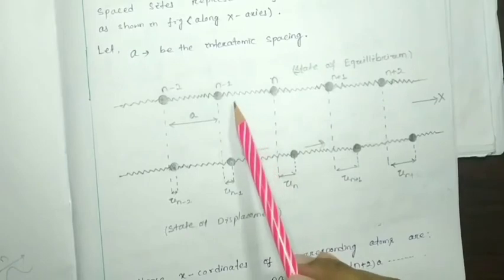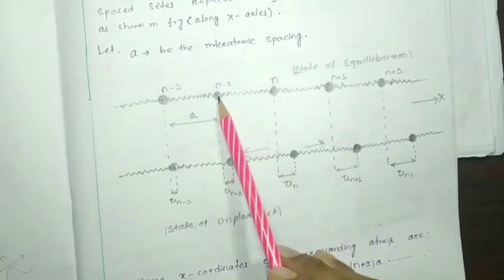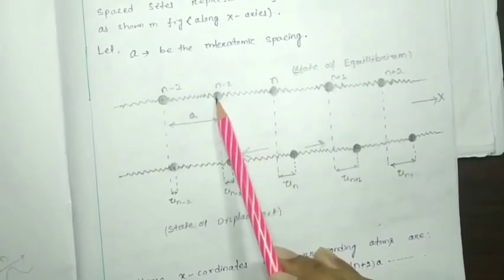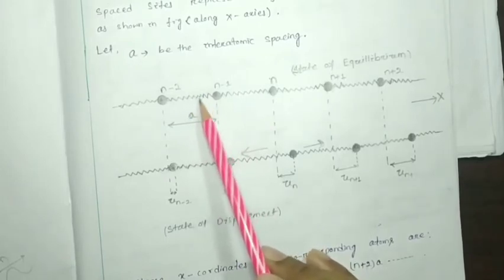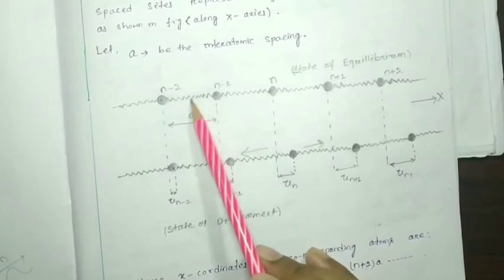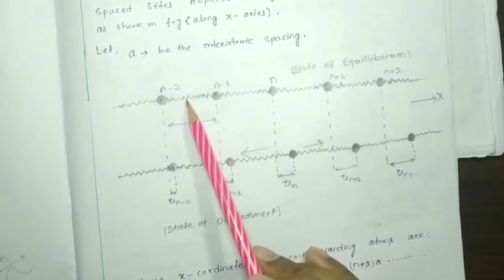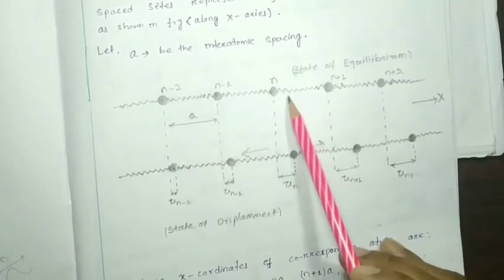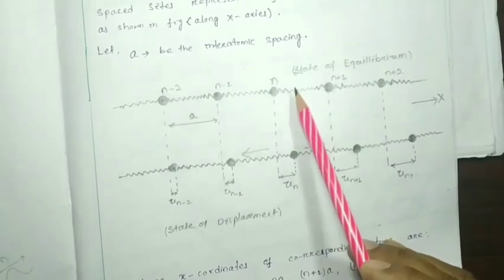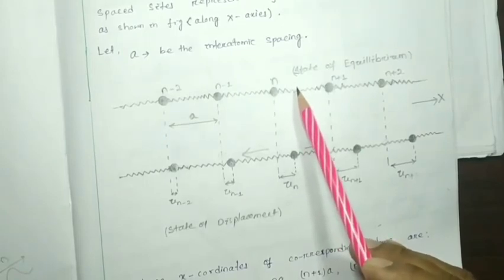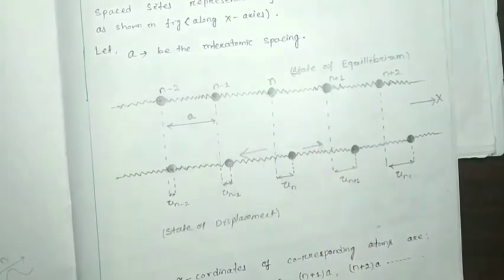Likewise, when this atom is displaced, a restoring force will be induced on it when it is pulled to this side. This restoring force will be generated in this spring, and it will be directly proportional to its displacement.